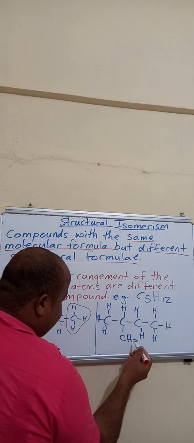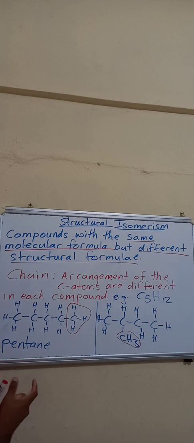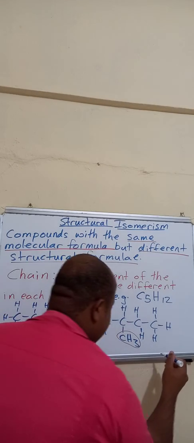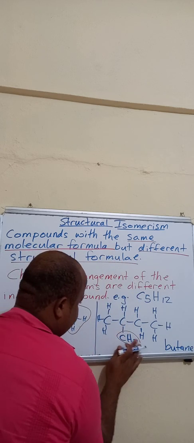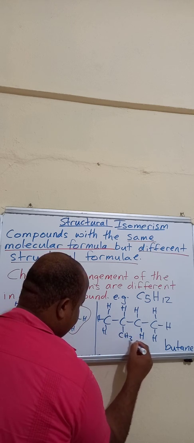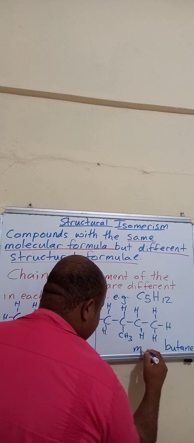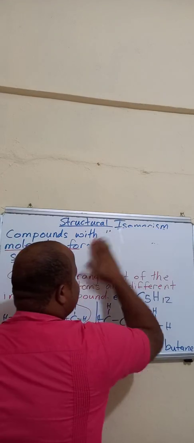So here we have a methyl group on carbon 2. So we have 4 carbons, so we know that that is butane. We have a methyl group, so it is methyl butane, and it's on carbon 2, so it is 2-methyl butane. So clearly, the arrangement of the carbon atoms in these two compounds are different. And we can get a third one.